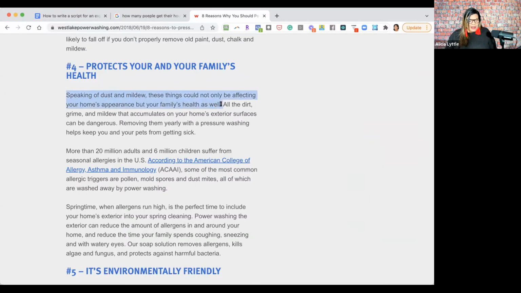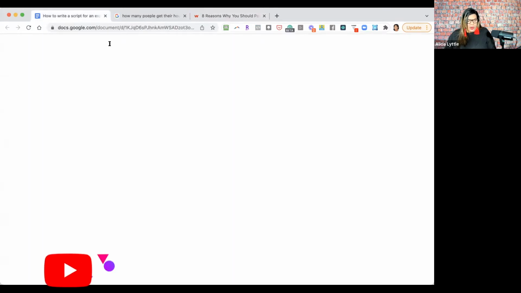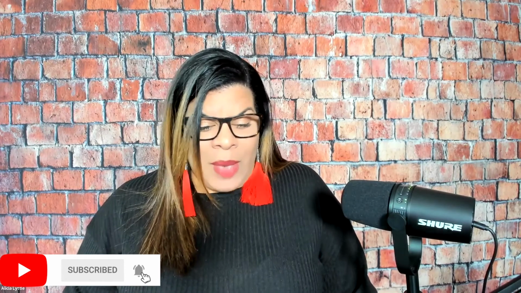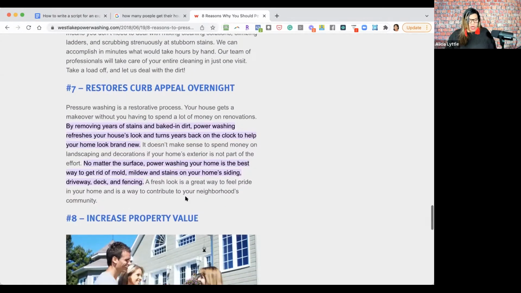All right. I love this part right here. So I'm going to put this in my yikes section. This is about how it can get you sick. So that is kind of the yikes that I'm looking for, the huge reason. It's environmentally friendly. It saves time, restores curb appeal overnight. I've already taken this part here.